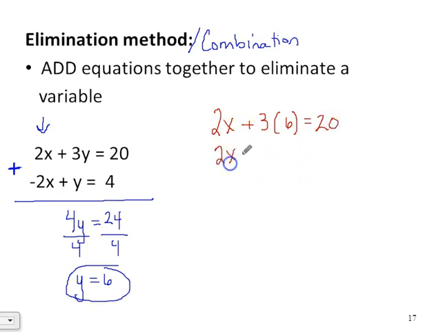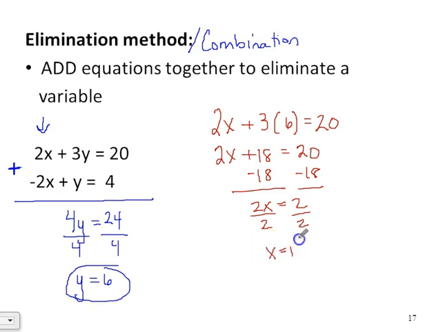Then we're going to solve for x. So 2x plus 18, since 3 times 6 is 18, equals 20. Subtract 18 from both sides. We get 2x equals 2, since 20 minus 18 is 2. Then the final step is to divide each side by 2, and we get x equals 1. So the final answer is x equals 1 and y equals 6, written as a coordinate.